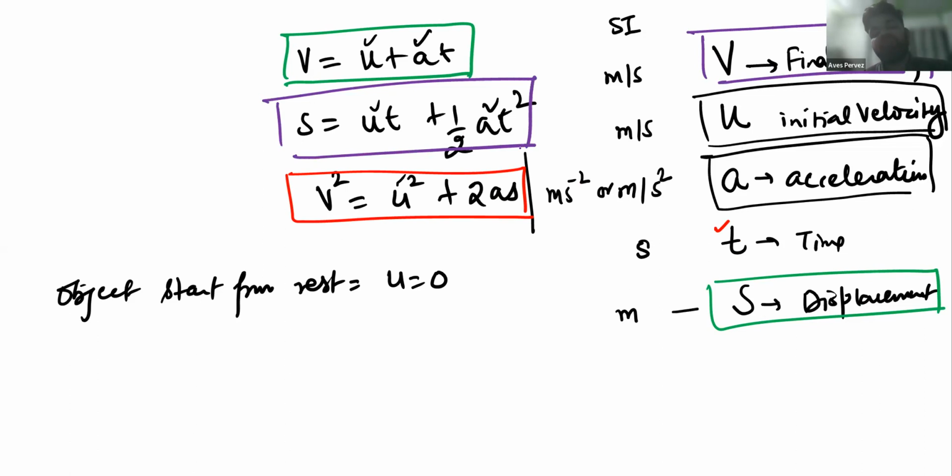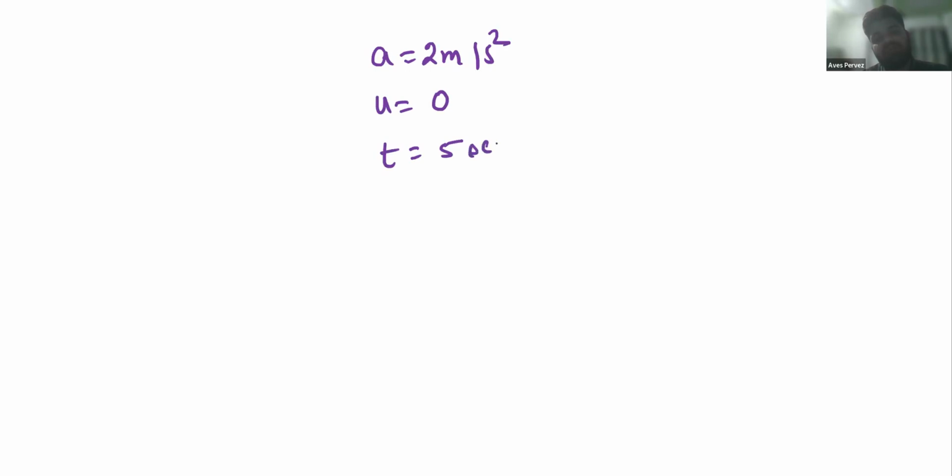Whenever something is given in a question, you have to first write down the given data. For example, in a question it is given that an object is moving with an acceleration of 2 meters per second square. So write a equals 2 meters per second square. It started from rest, so write u equals 0. And after time 5 seconds, t equals 5 seconds.